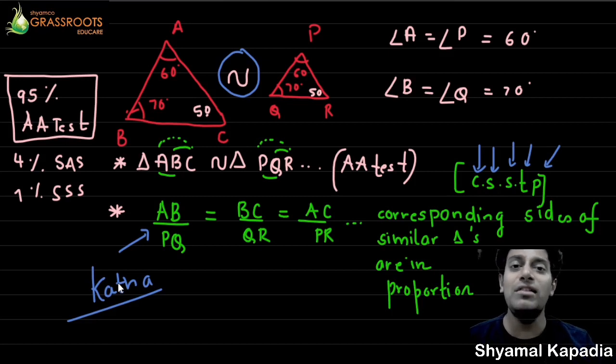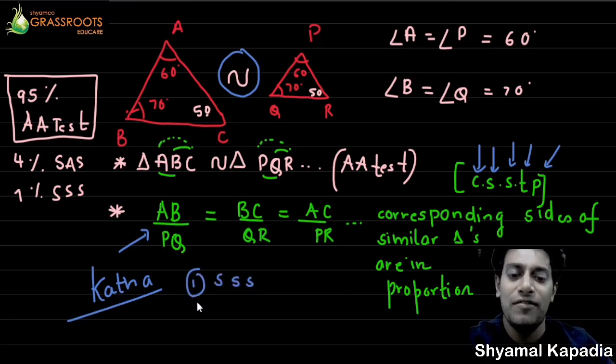Right? So I would love that you would first go through the 3 types of tests. There are only 3 tests in similarity. Congruency had 5 tests. Similarity made the first test with SSS test, where sides are in proportion, they are not equal.